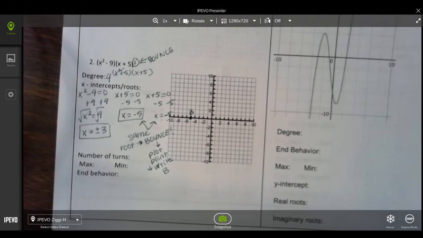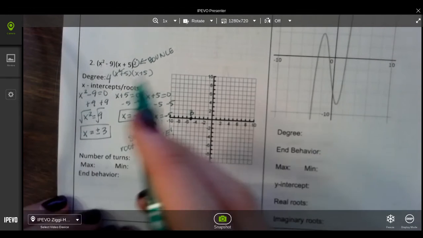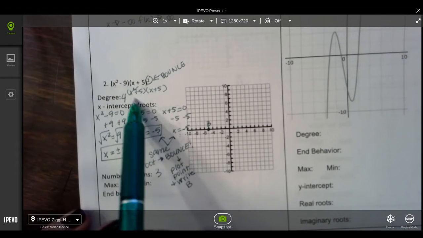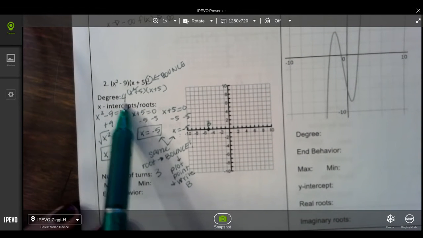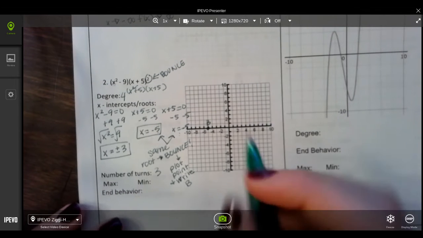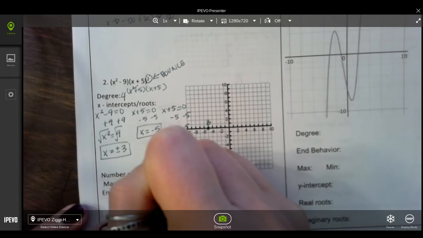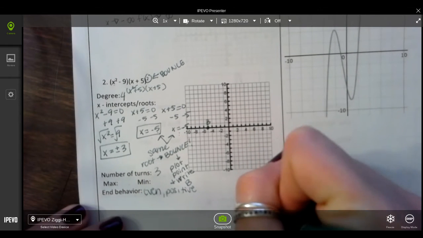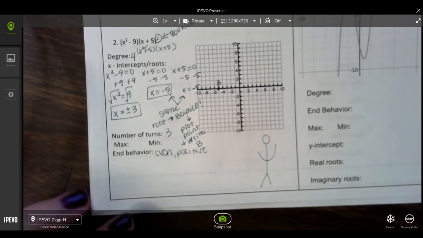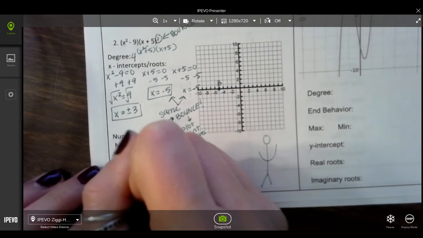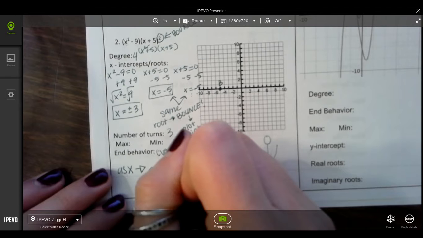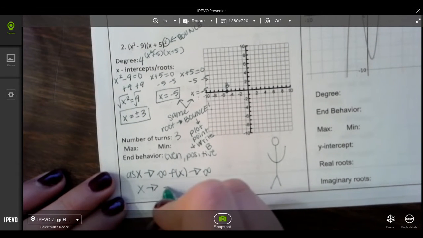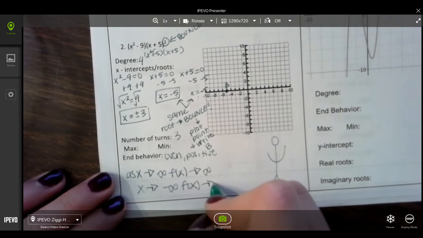just so I remember where I'm bouncing. All right, my number of turns is my degree minus 1, so 4 minus 1 gives me 3. My end behavior, well, if my degree is 4, and I don't have anything right in front of here, then I'm again going to be an even positive. Okay, so we're going to have 2 that are looking up like this. So my end behavior is going to be the same as the top. So as x goes to infinity, f of x goes to infinity. And as x goes to negative infinity, f of x is going to infinity.